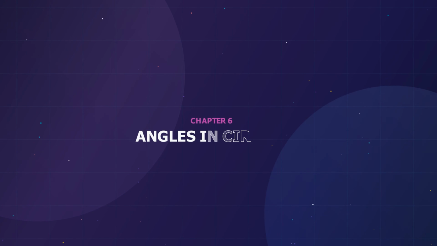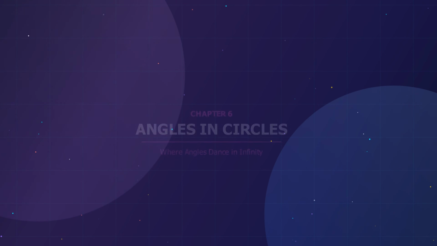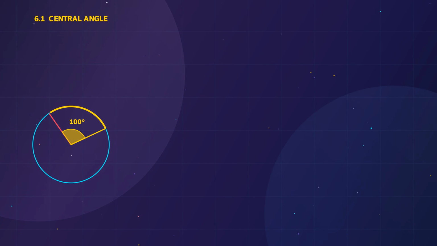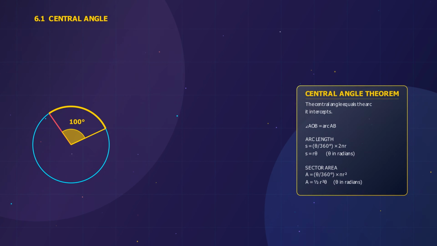The circle, where angles dance in infinity. A central angle has its vertex at the very center of the circle, and its measure is exactly equal to the arc it cuts out of the circumference.